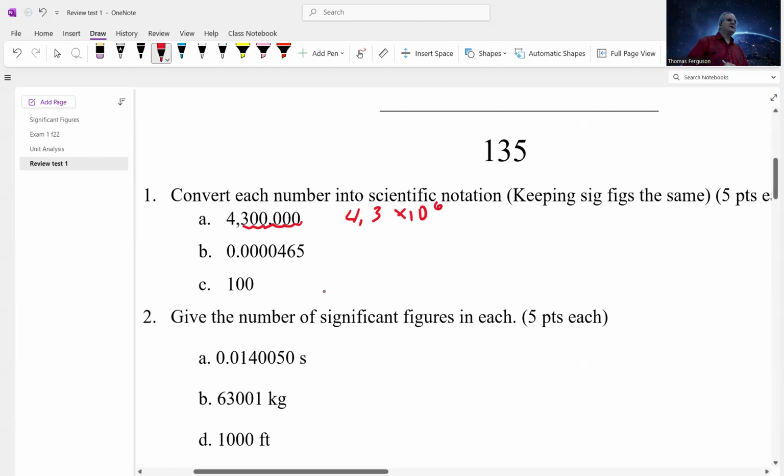Now how many sig figs does A have? So your scientific notation has to have 2 also. Now C can be tricky. How many sig figs does C have? 1 sig fig. So your scientific notation has to have 1 also.